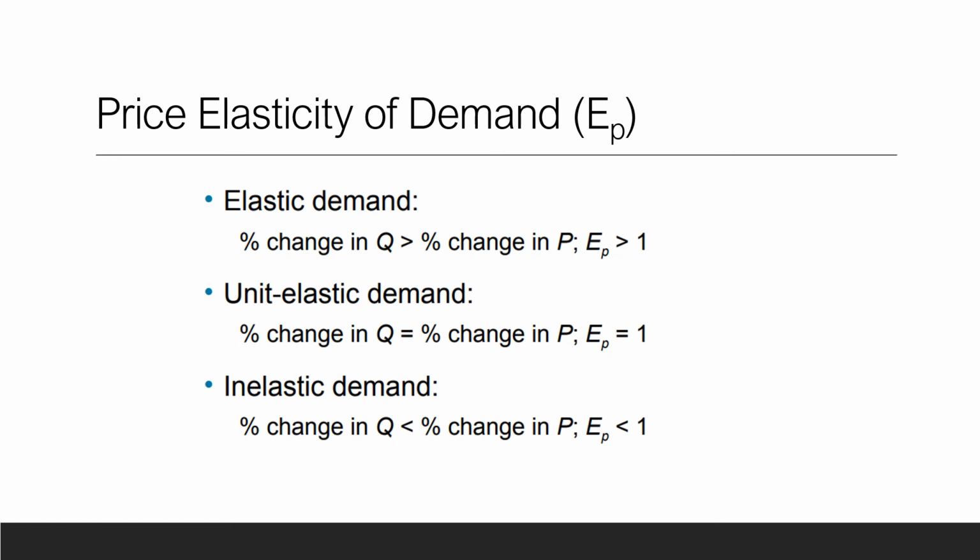So again, remember, price elasticity of demand is always negative, but we're talking about the absolute value of those numbers. It's elastic when the percentage change in quantity demanded is greater than the percentage change in price, and the elasticity of demand is greater than 1. It's unit elastic when the percentage change in quantity demanded is equal to the percentage change in price, and the elasticity of demand is equal to 1. It's inelastic when the percentage change in quantity demanded is less than the percentage change in price, and the elasticity of demand is less than 1.